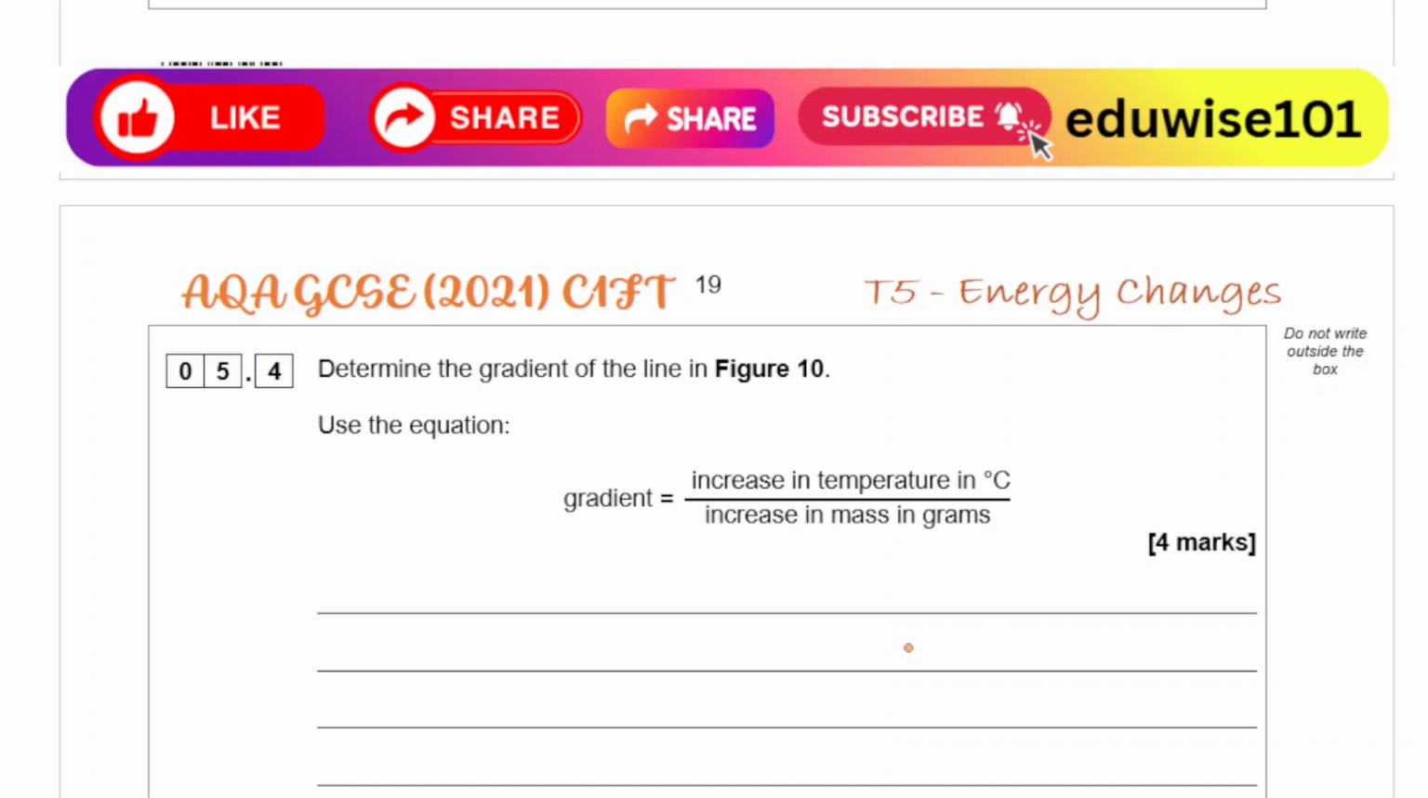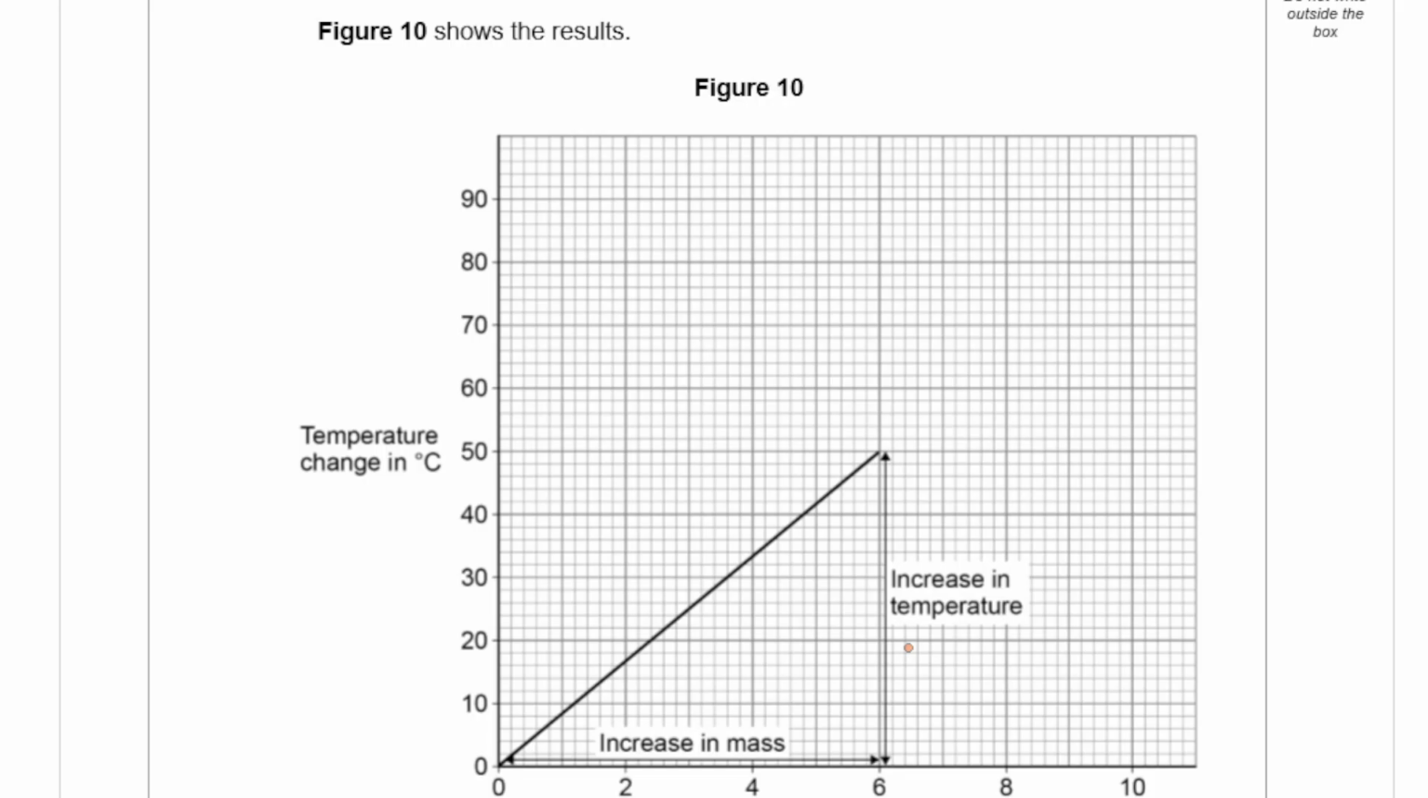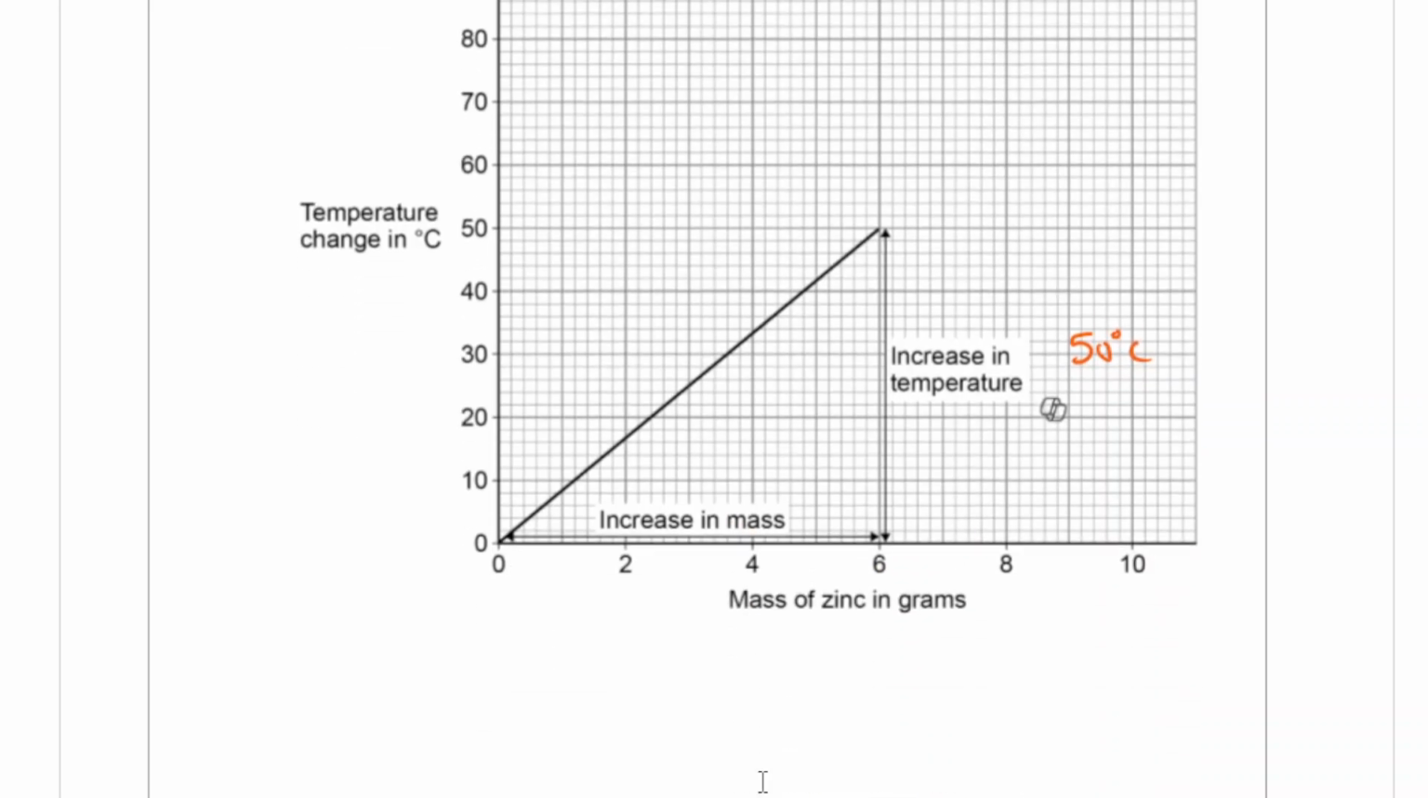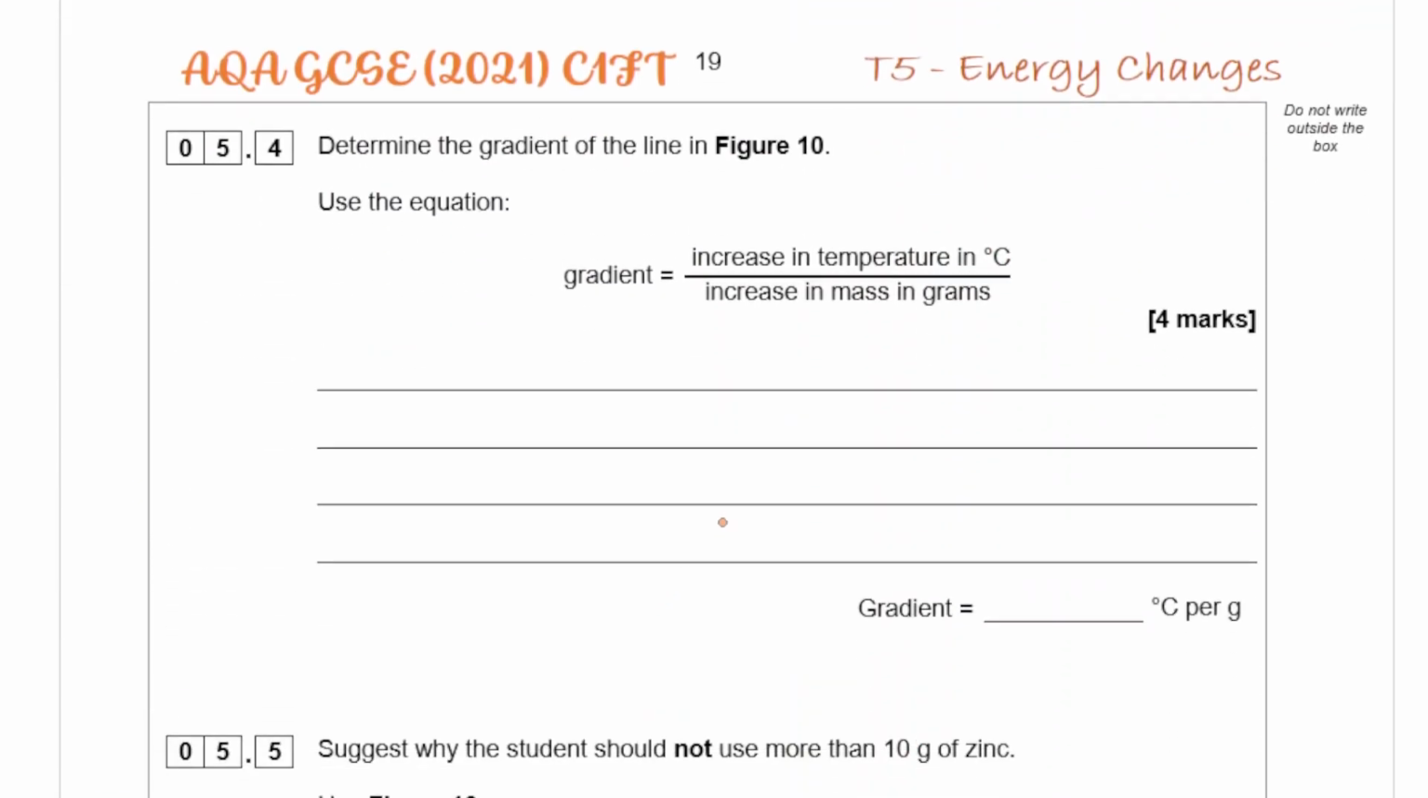Determine the gradient of the line in figure 10. Gradient equals increase in temperature divided by the increase in mass. Increase in temperature is 50 degrees. Increase in mass is 6 grams. Gone from 0 to 6. So 50 divided by 6 will give you 8.33.